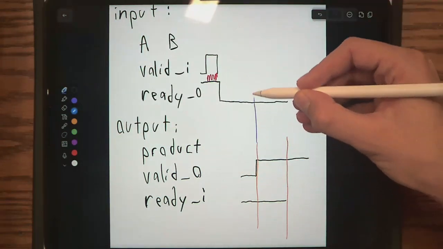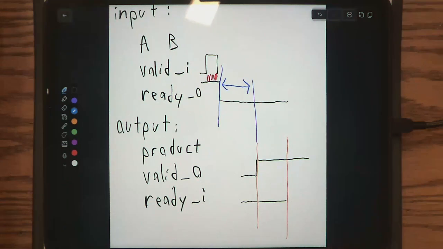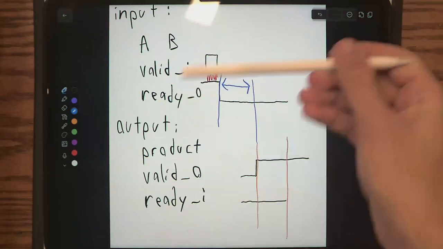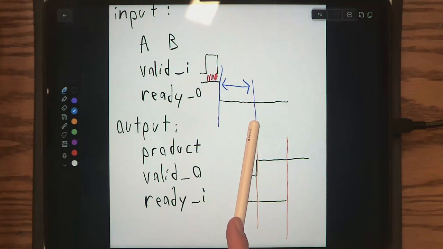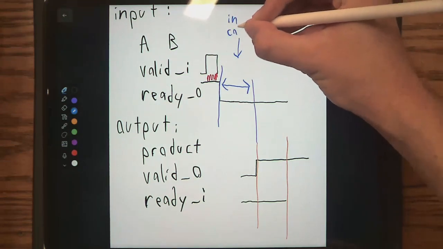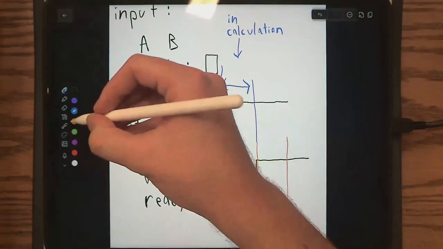right before the data goes valid, what do we imagine this region is? If we received valid input and we were ready, but then ready goes back down, we're no longer receiving valid input, but then we wait for a bit, and then finally we send the valid output. In this period, what is probably happening here? Yeah, this is the multiplication part. This is the calculation. So in this region right here, our circuit is working. Maybe this is the working state, so I'll call this in calculation.